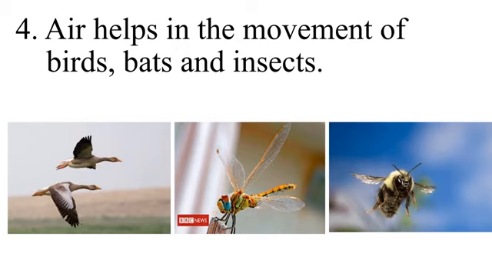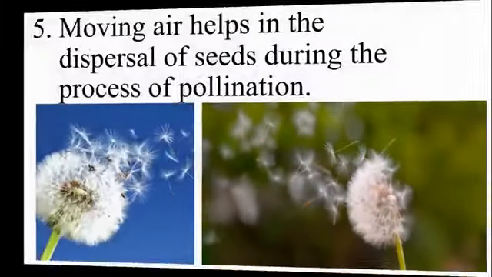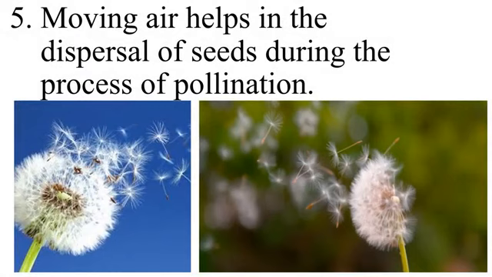Number 4. Air helps in the movement of birds, bats, and insects. Number 5. Moving air helps in the dispersal of seeds during the process of pollination. The term pollination is described as the transfer of pollen grains from anther to stigma, or simply we can say the transfer of pollen grains from male reproductive part of a flower to the female reproductive part of the flowers.